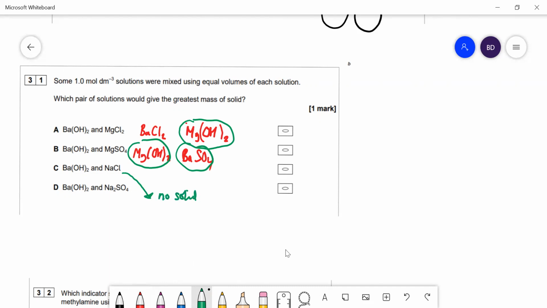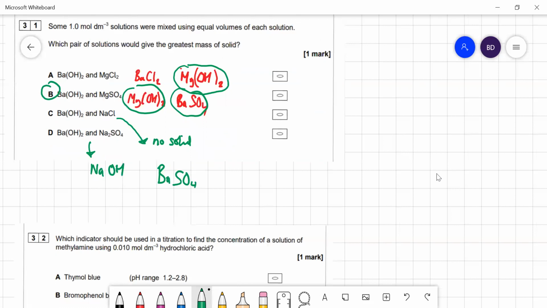That's easy. And then this one again, you're going to get sodium hydroxide, that is soluble, and you're going to get barium sulfate. But in B, you're going to get the magnesium hydroxide there as well. So B is the correct answer there. So that's all about group 2 solubilities, really, that question.